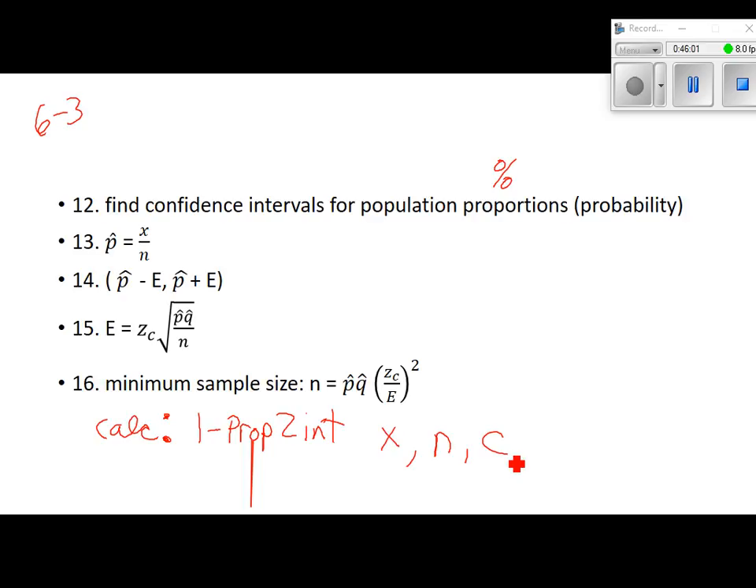Remember, it's not X bar, it's X. X stands for how many people said yes, or the successes in whatever you're doing. N stands for the total number in the sample, and C is your confidence level. If I gave you something like this, told you X was 20, N was 152.